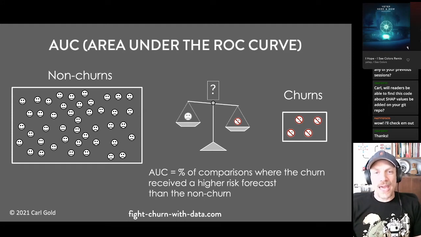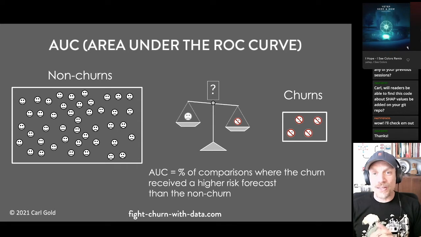Now, the way you do the AUC accuracy measurement is you take all the non-churns, shown here on the left, and you take all the churns, and then you look at what your model predicted for them. So did the model predict what was the risk? So it's actually a probability. So you take a true churn and a non-churn, and you look at which one the model predicted higher risk for. And if the model predicted higher risk for the churn, then you say that was a correct comparison. And if the model predicted higher risk for the non-churn, then that was an incorrect comparison.